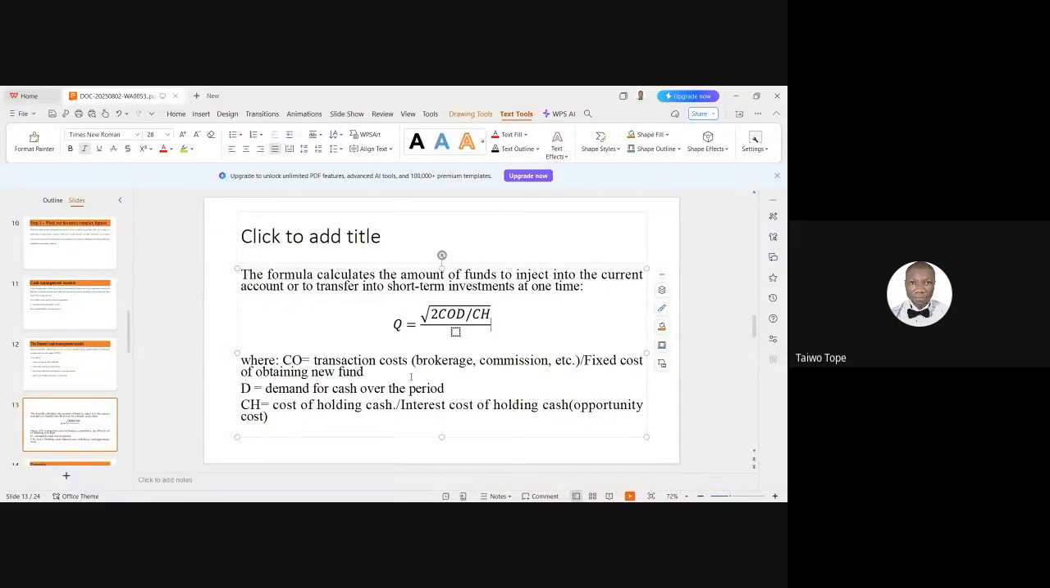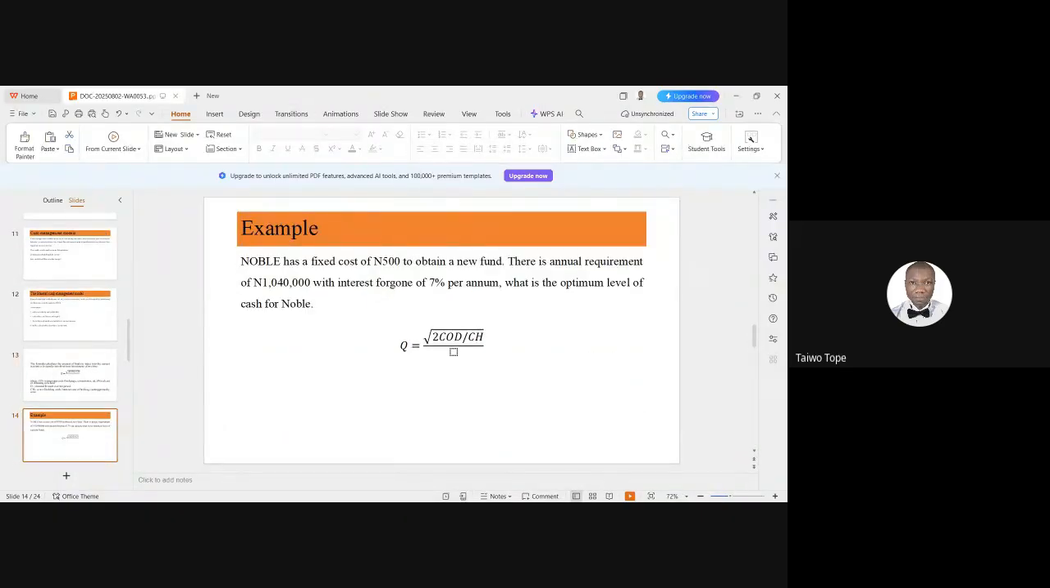So looking at this, let's see if we have an example to illustrate this. Now we have this example here that Noble has a fixed cost of 500 naira to obtain a new fund. There is an annual requirement of 1,040,000 with interest forgone of 7% per annum. What is the optimum level of cash for Noble?